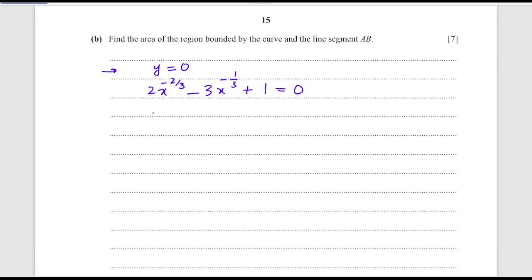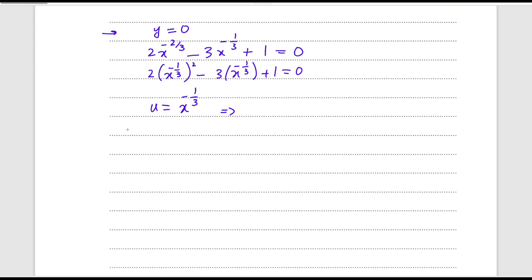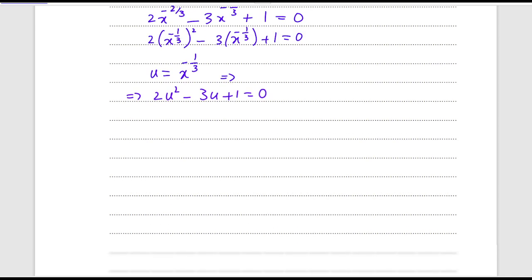Now we can identify this equation as a hidden quadratic. 2 times x to the power minus 1 over 3, squared, minus 3 times x raised to the power minus 1 over 3, plus 1 equals 0. So this is a hidden quadratic. Put u equal to x raised to the power minus 1 over 3, so the given equation becomes 2u squared minus 3u plus 1 equals 0. Now this is a quadratic in u.